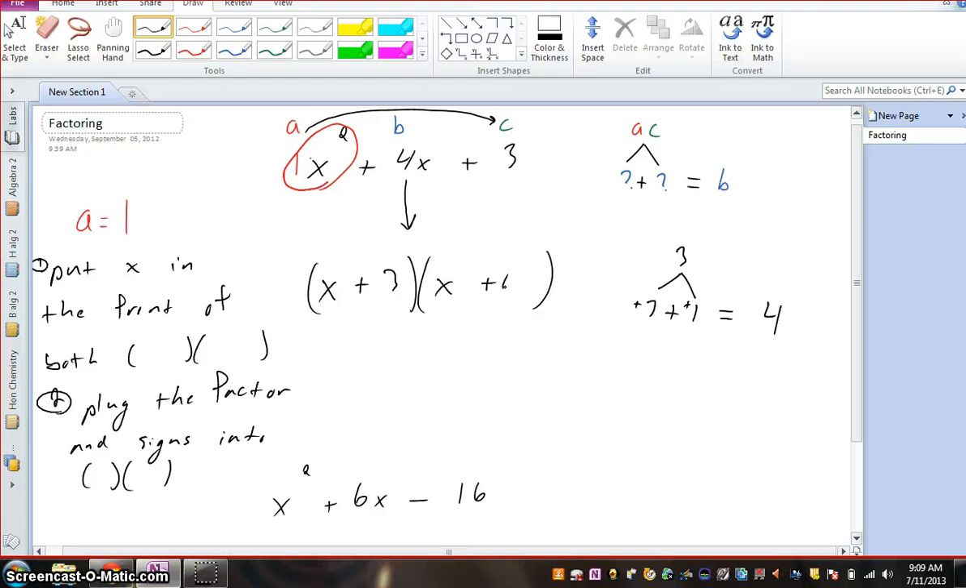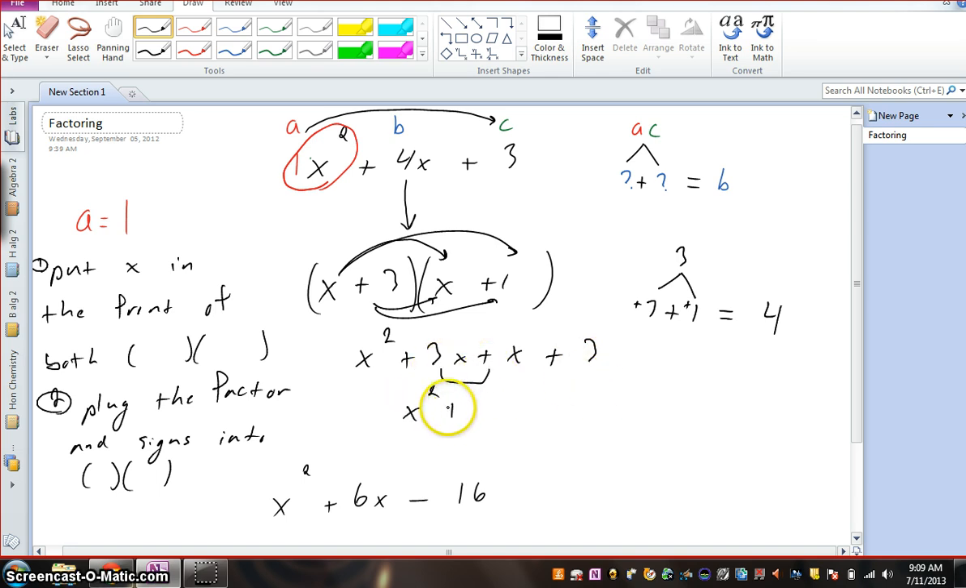Alright, now I'm going to show you a checking method, and this is really something backwards from what I've already taught you. I don't know what chapter it is, but there's a chapter where I teach you how to do something called foiling: first, outer, inner, last. Now watch what happens when you foil this. You're going to get x squared plus 3x plus x plus 3. Combine these two like terms to get x squared plus 4x plus 3.